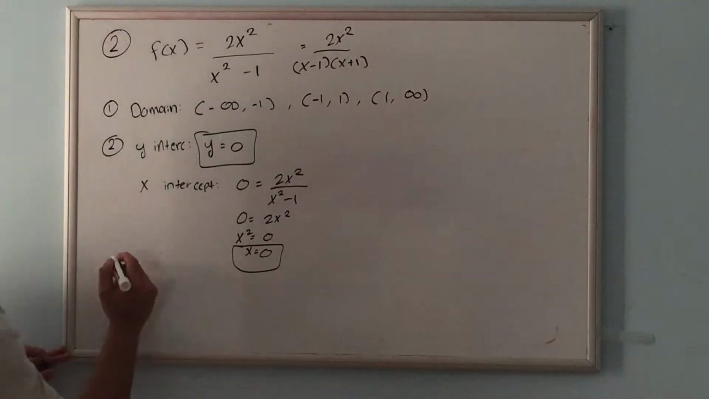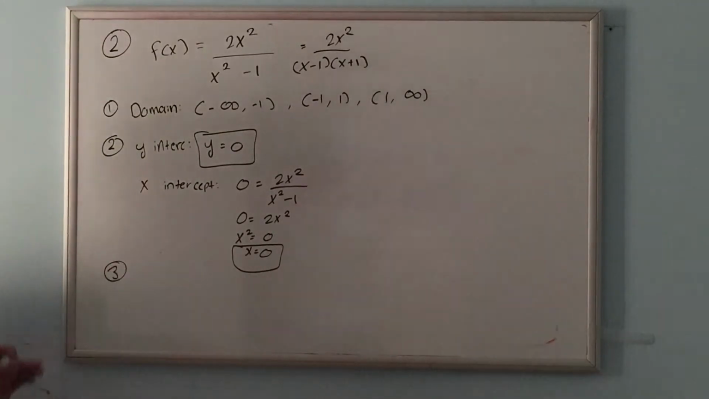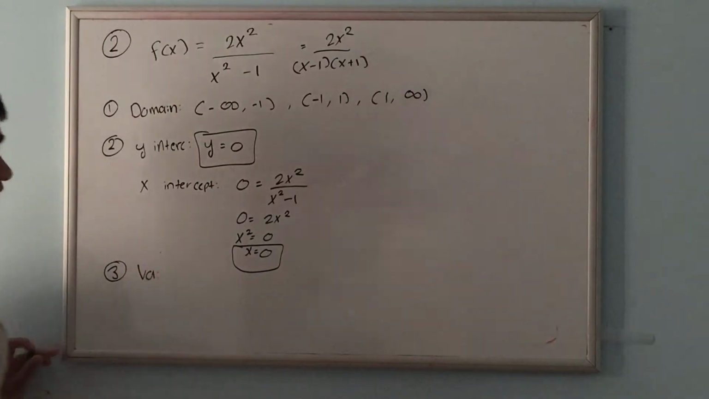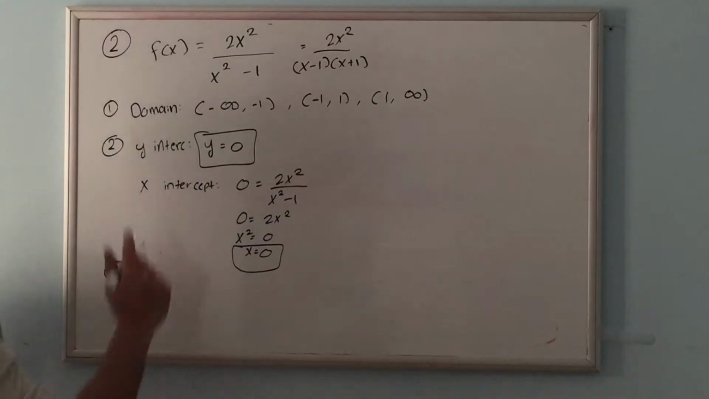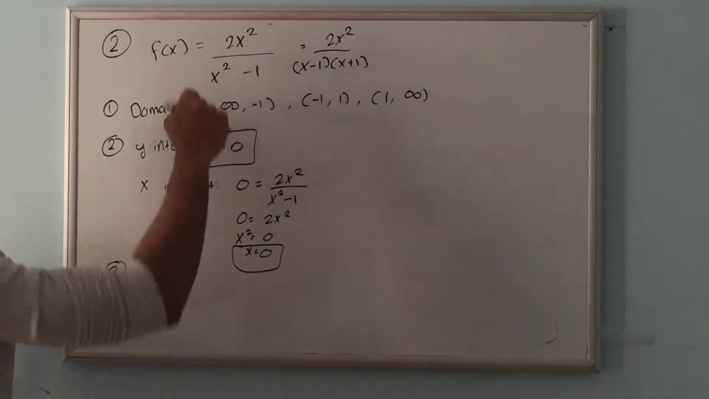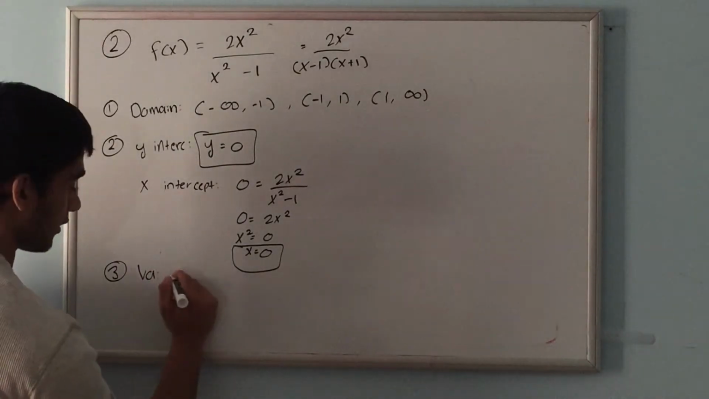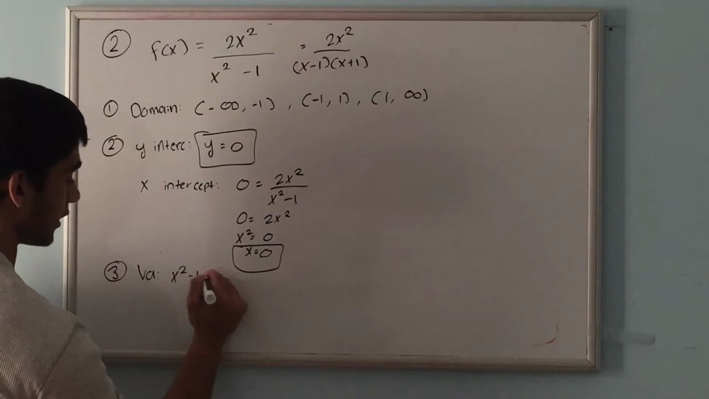So now, the third step is finding any asymptotes. And the first one we should do is easy. This is the vertical asymptote. And notice, for the vertical asymptote, we always have to focus on the denominator of the function. So let's isolate the denominator, and normally to find the vertical asymptote, we set the denominator equal to 0. So let's set x squared minus 1 equals 0.